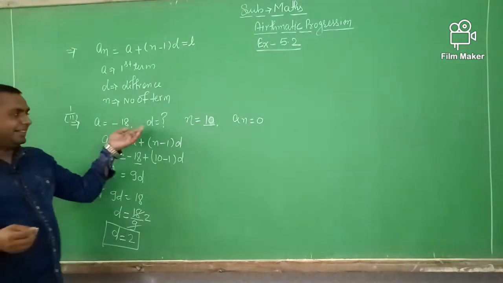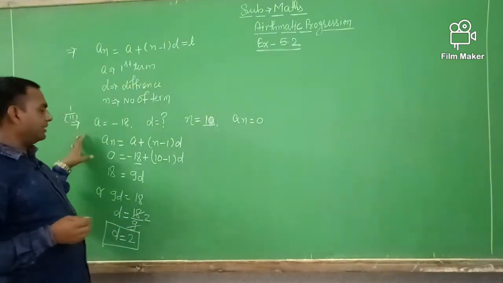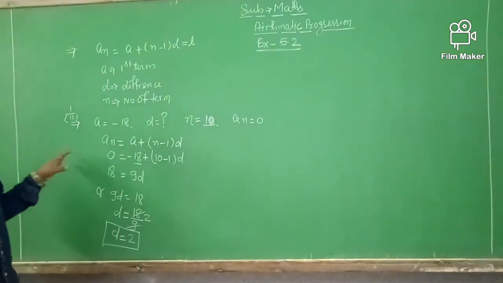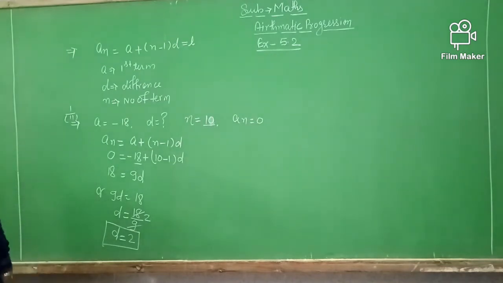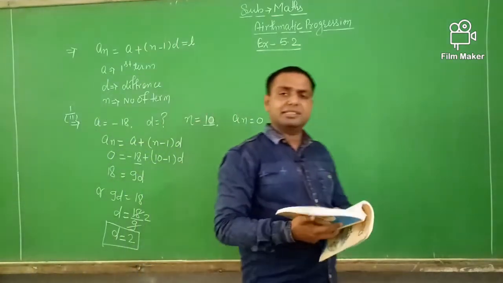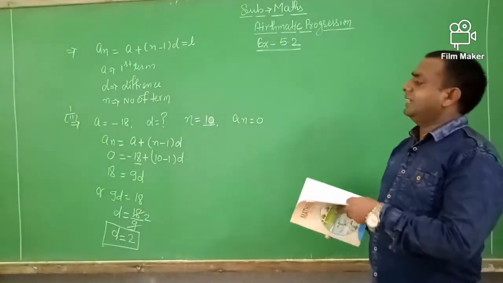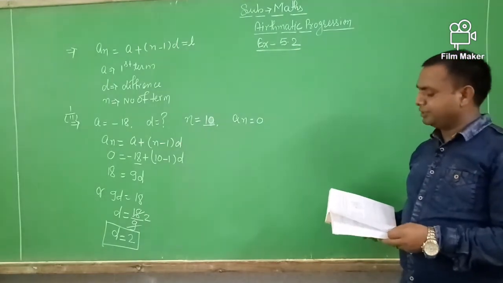So like this, if any one of a, d, n and an is not given, then you find that term by applying this formula. I think all of you understand these questions. If you are given this type of question, you can solve it by applying this method: an is equal to a plus n minus 1 into d.